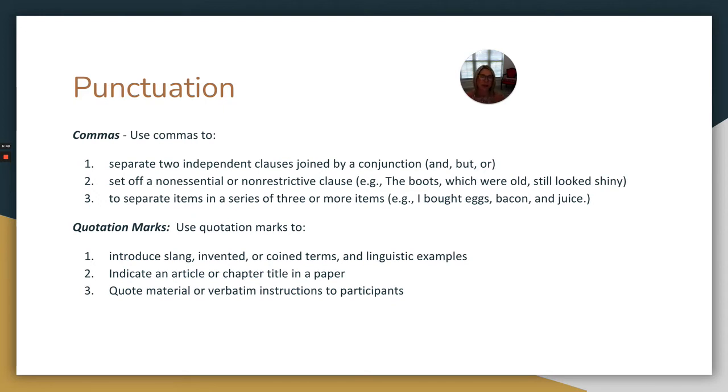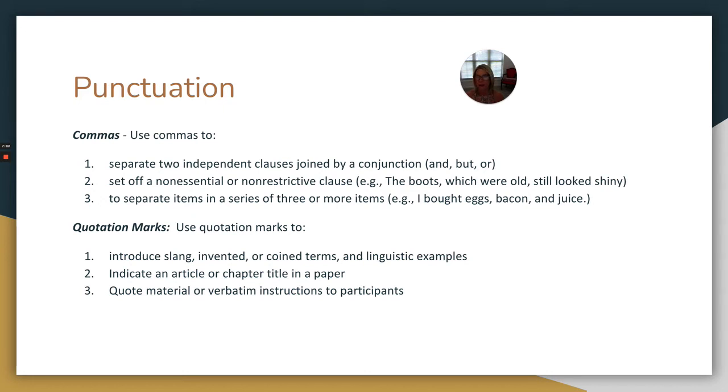And then you also use commas when you have separate items in a series of 3 or more items. And it's important to note, in this example, it says, I bought eggs, bacon, and juice. You do use that comma before the word and. A lot of times that comma is missing.